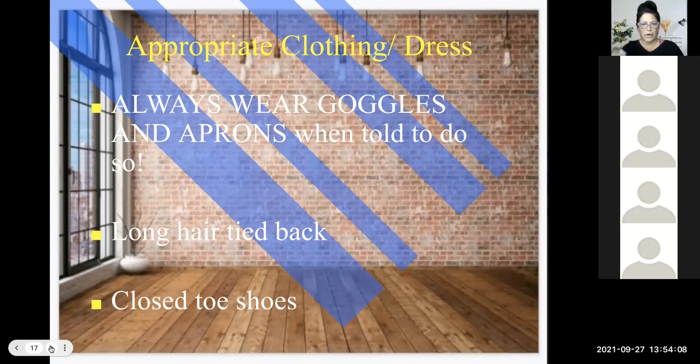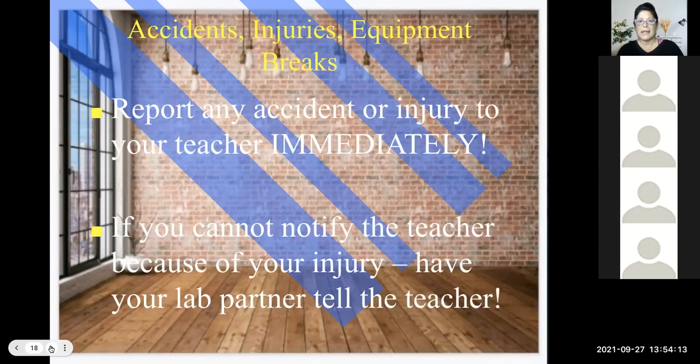Goggles, of course, for obvious reasons. Closed-toed shoes, most definitely. Any accident that happens, you should always report it to your teacher immediately. That is always the answer. Always, always. If you can't notify the teacher because of an injury, then have your lab partner or someone else that is around. That's how you would deal with that.